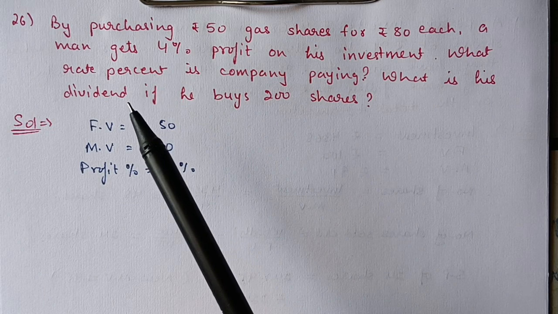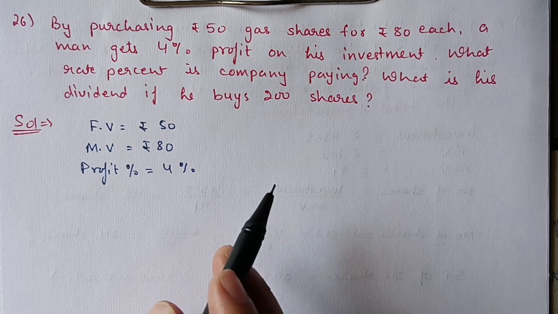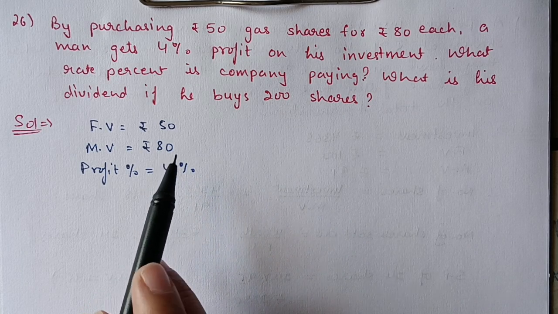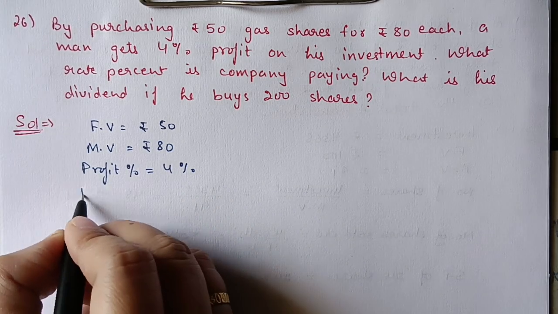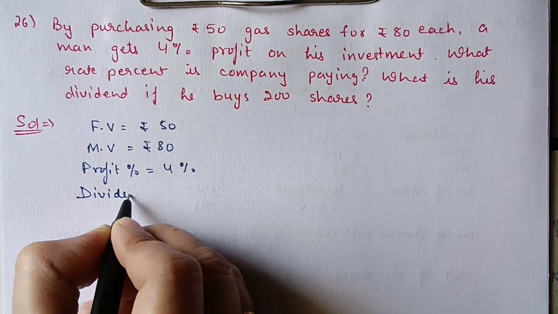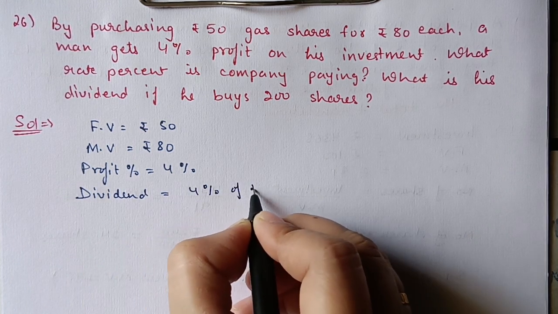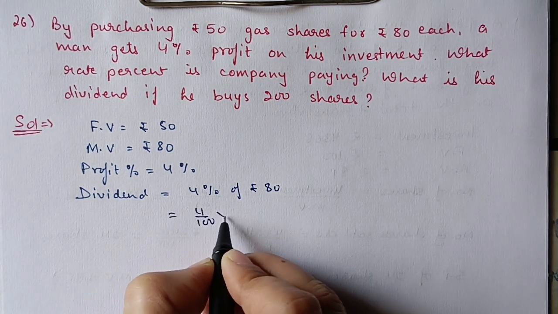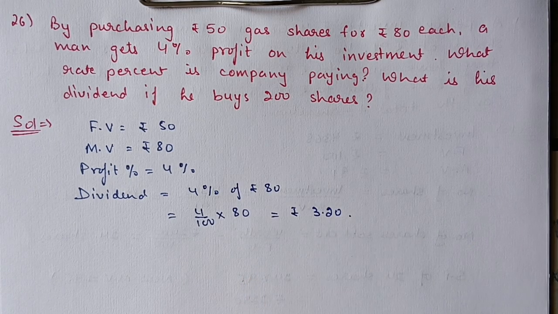So first we have to find out here the dividend percentage. So we will calculate according to one share. He invested 80 rupees on one share and he is getting 4% from that. So dividend is equal to, he is getting 4% of 80 rupees. So 4 by 100 into 80 means 3 rupees 20 paise he is getting from each share as a profit.